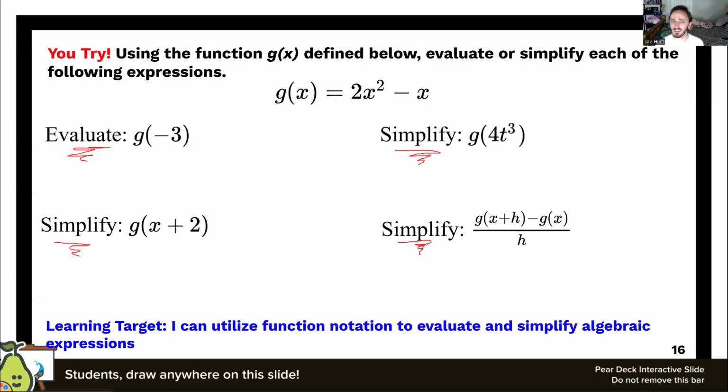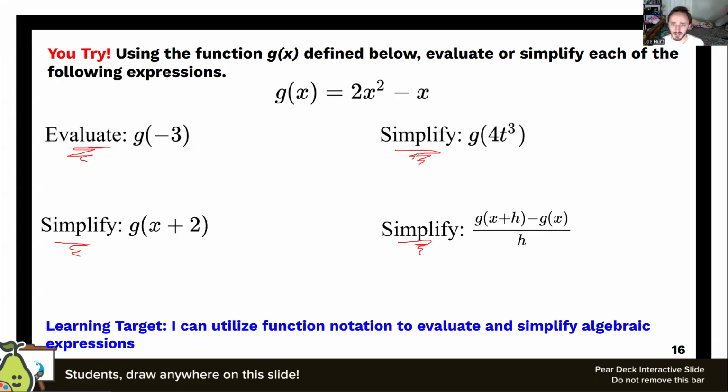What you'll notice is that it's starting to get a little more complicated. So maybe what I'll do is three of the four, and I'll cover more of the algebraic expressions instead of g of negative 3. But you guys try this one real quick.